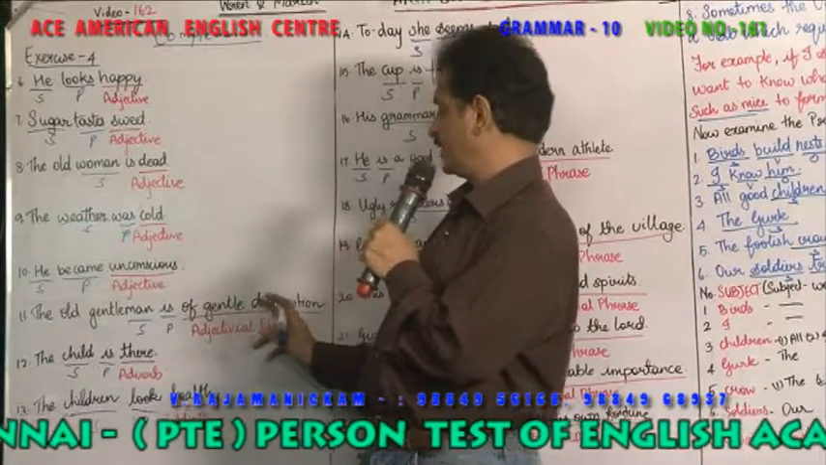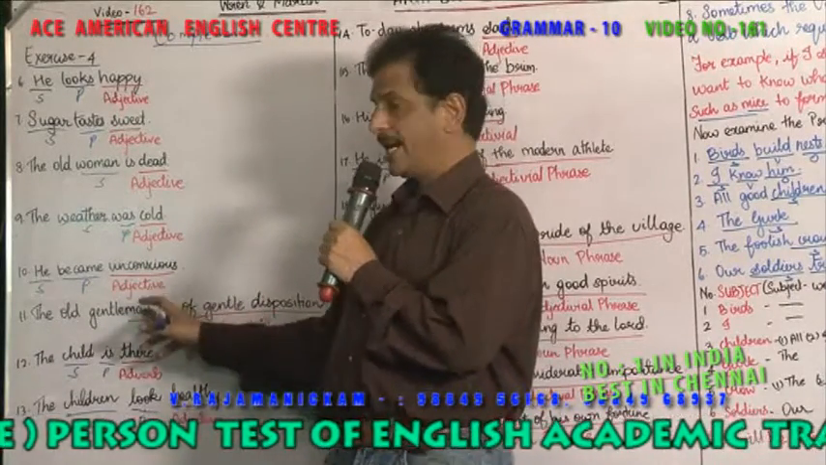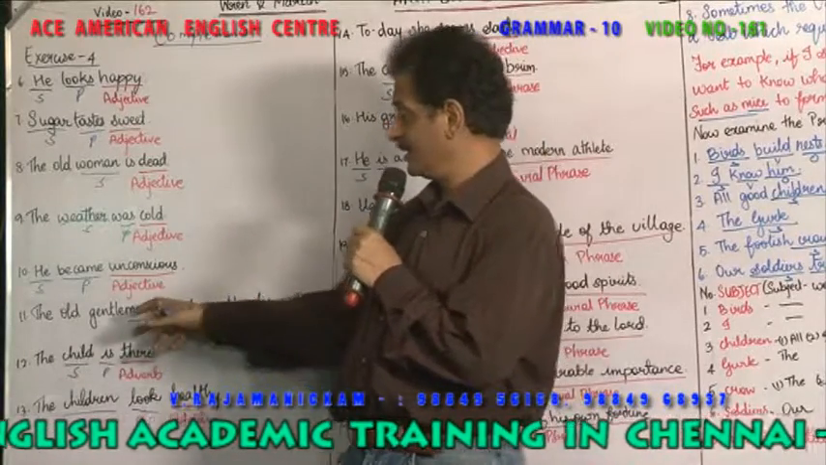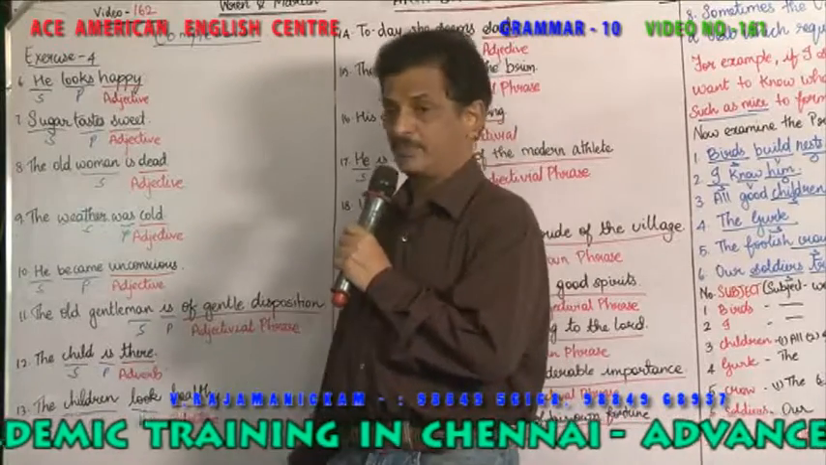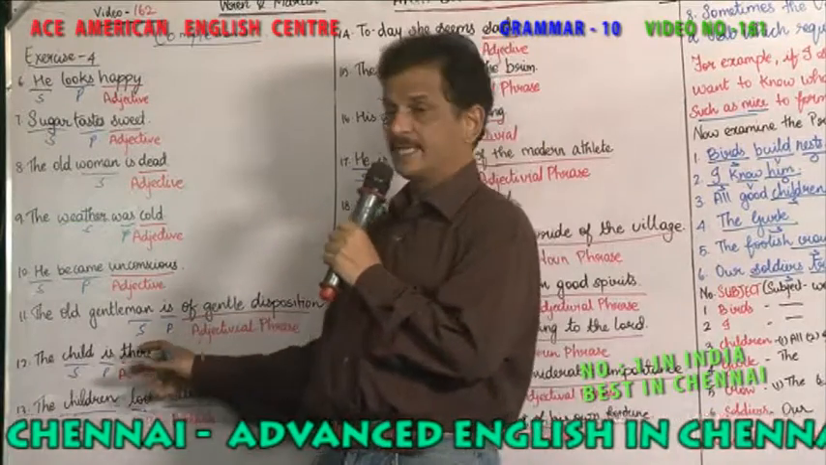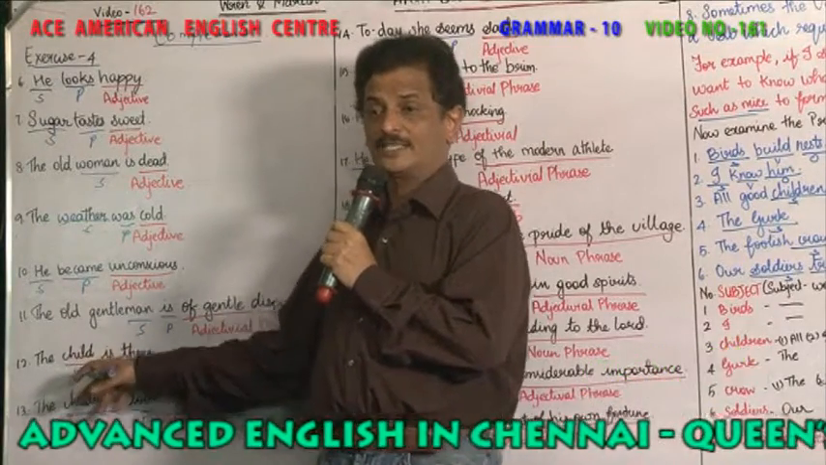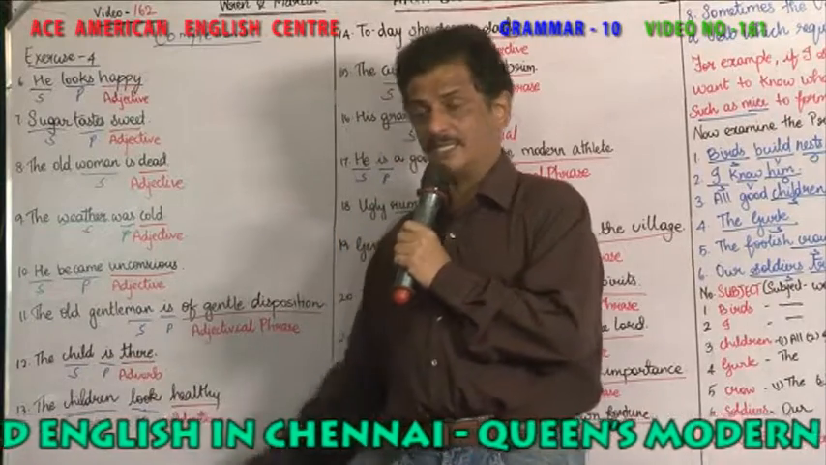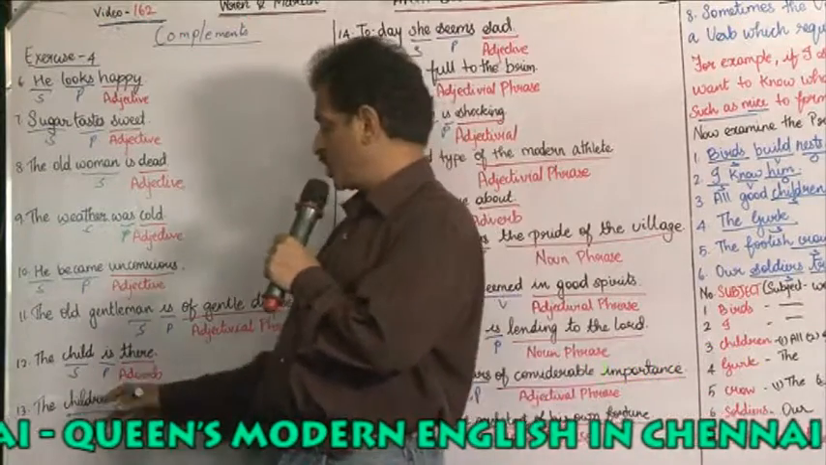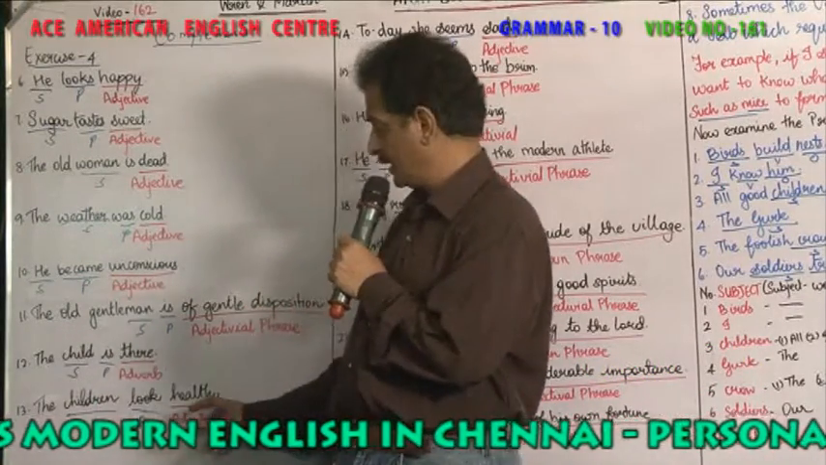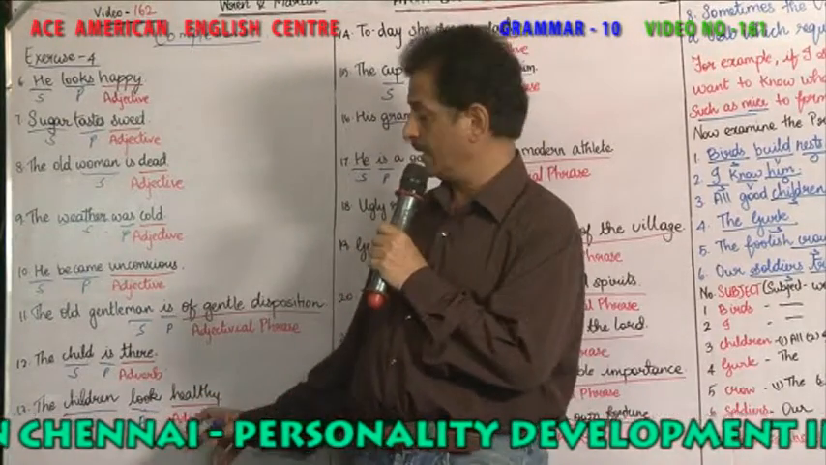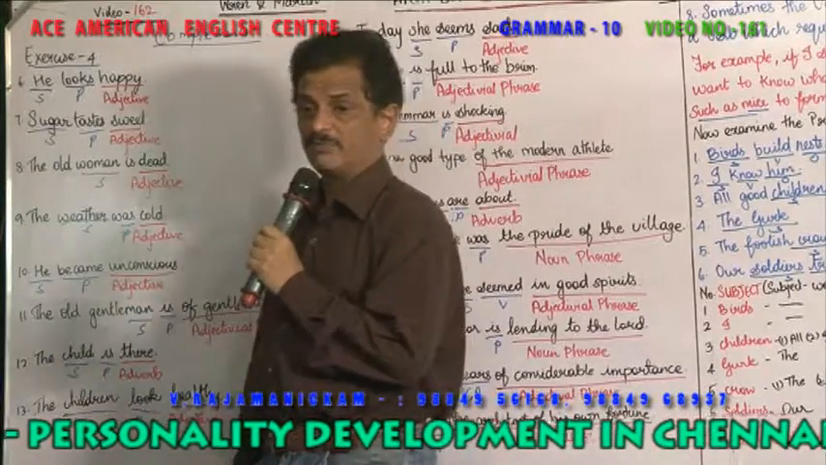The old gentleman is of gentle disposition. Man is the subject, the old gentleman is the subject, and this man is the subjective word. Is is the predicative. Of gentle disposition becomes an adjectival phrase. The child is there. So the child is the subject, is is the predicative. There becomes an adverbial complement or adverbial predicate. The children look healthy. Children is the subject, look is the predicative, and healthy becomes the adjective predicative complement.